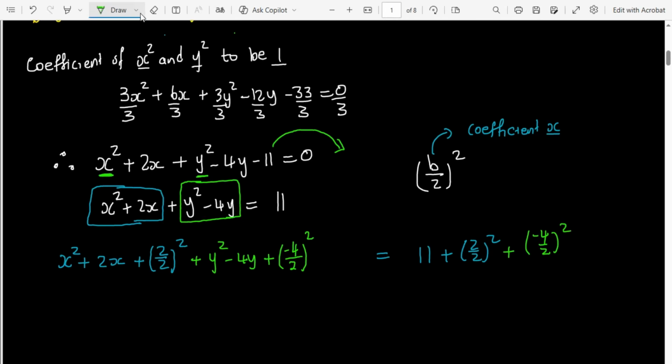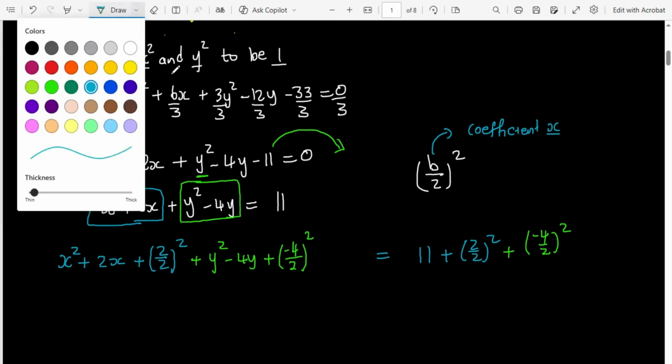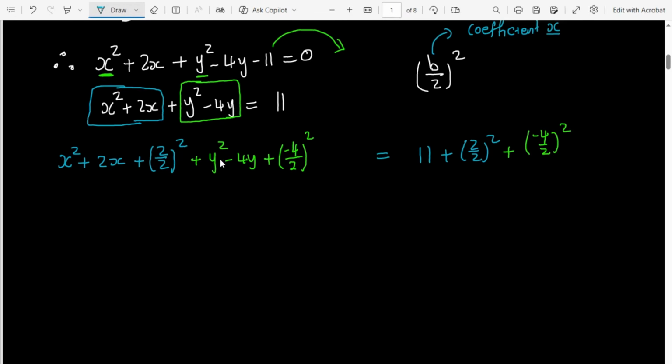Right. So now let's start with the first one. I'm just going to start working on the first one. Make sure that you work out the bracket first. And let's do this. This is x squared plus 2x plus 2 over 2.